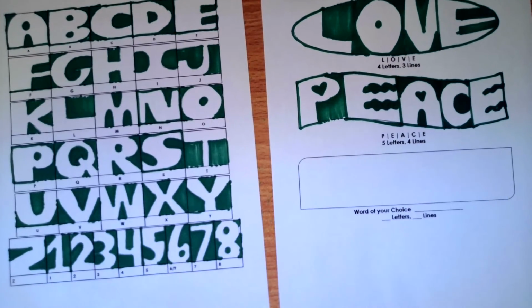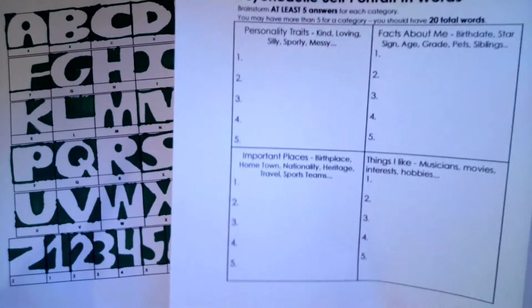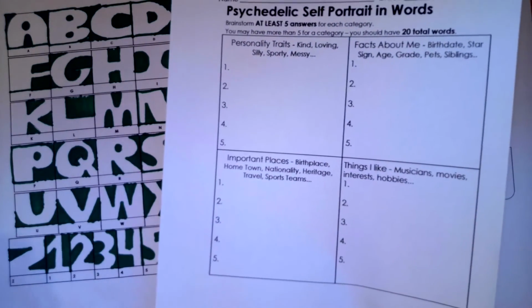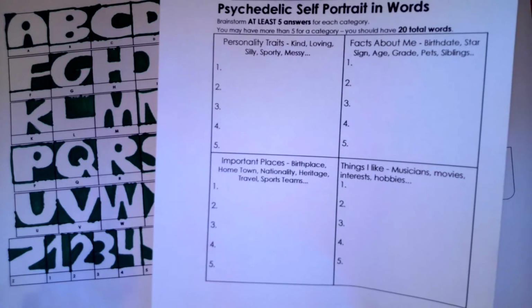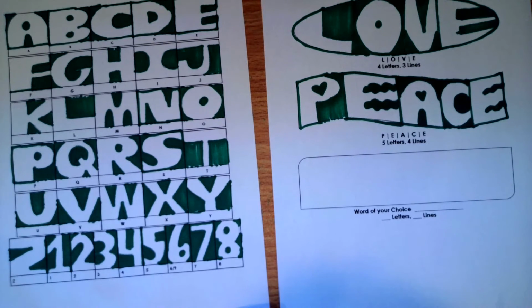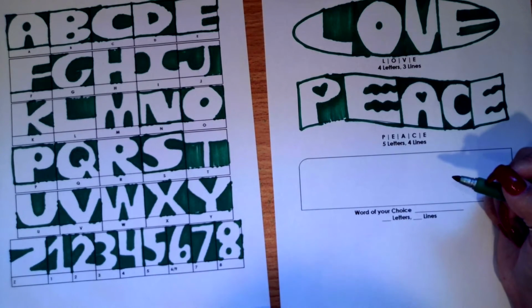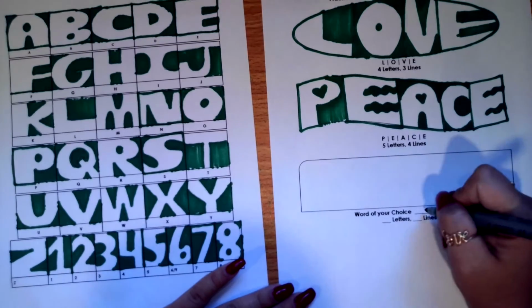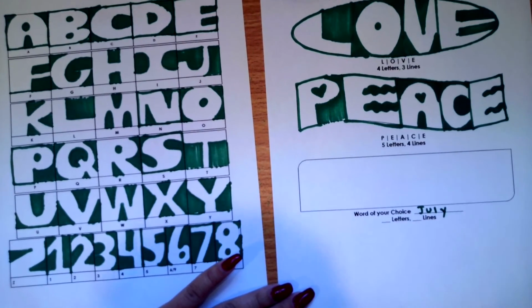And this last one is a word of your choice. So if you used the page that had all of the different ideas to come up with words for yourself, you can use this to help you, because you need to have a word of your choice on this one. So these are two words I chose. I want you to choose a word. So for this, I want to think of something that we haven't done the letters for. I'm going to do July. That's when my birthday is.